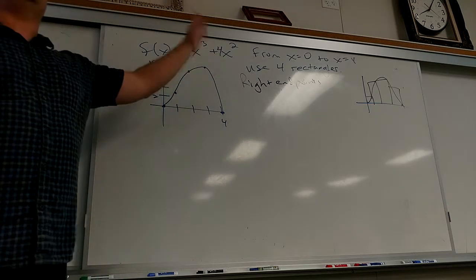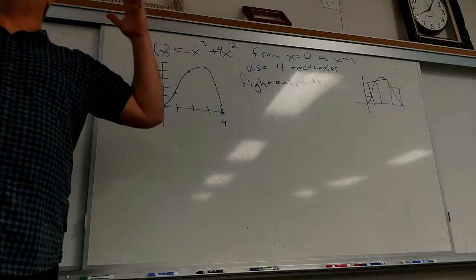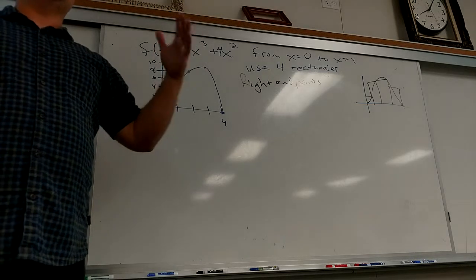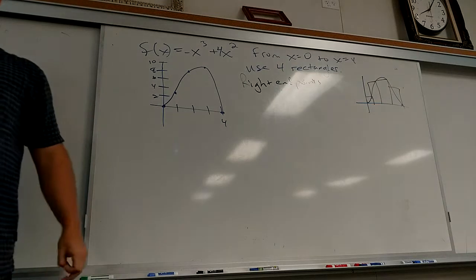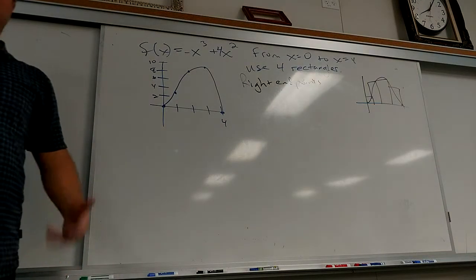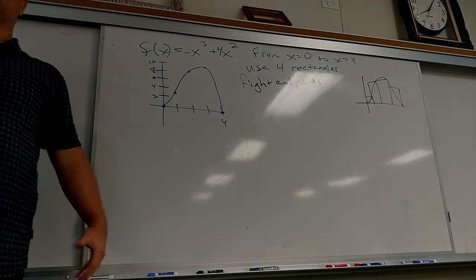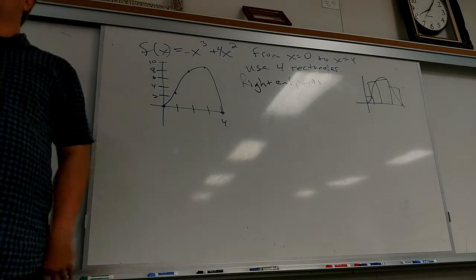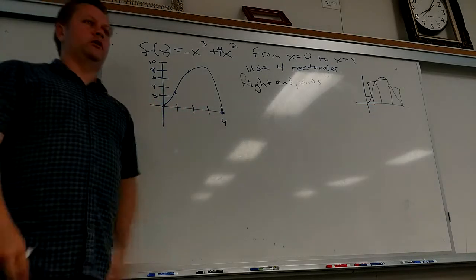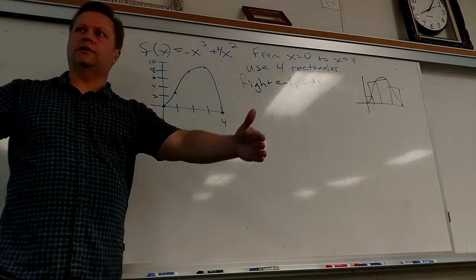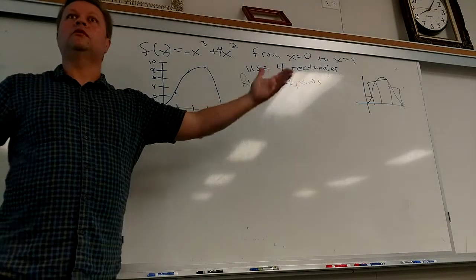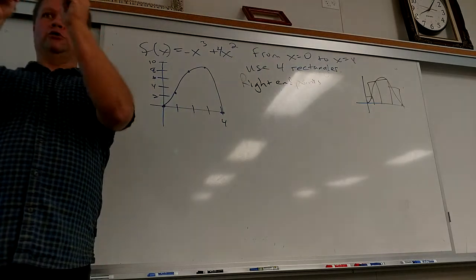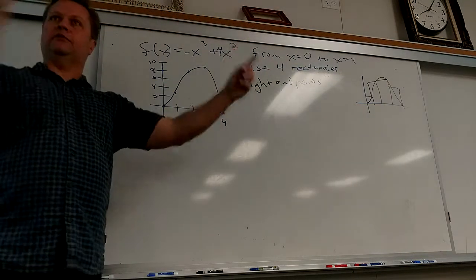I'm going to use 4 rectangles. Can anyone tell me how wide each rectangle has to be to cover the whole thing? This is a very physical idea. I don't even have to talk about this in terms of calculus. I've got to go from 0 to 4, and I'm going to use 4 boxes. How wide does each box have to be so it fills it all in? 1. If each rectangle was 1 wide, wouldn't it fill in 0 to 4?